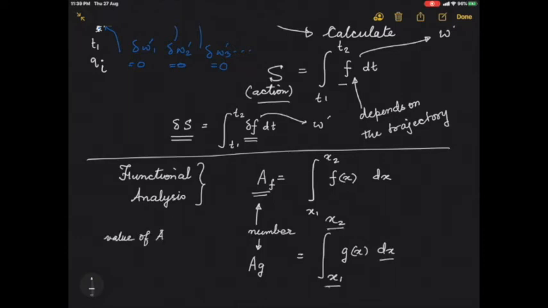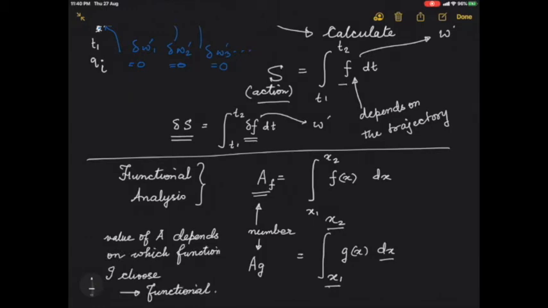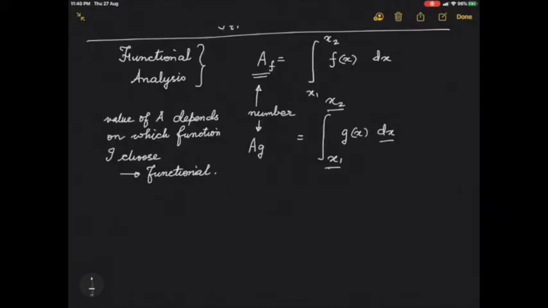I am keeping everything else fixed. I am still doing the x1 to x2 integral over dx. Okay. So the value of A depends on which function I choose. So this is called a functional. A is called a functional. So that's what I mean. So now I can define the derivative of a functional.